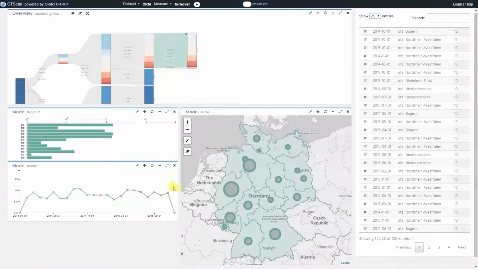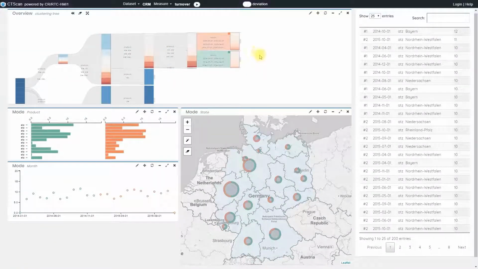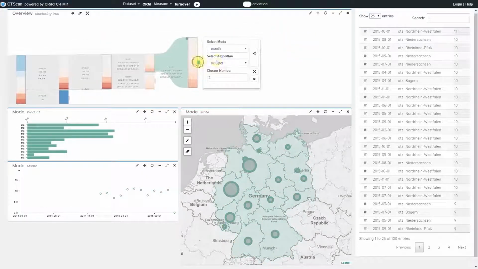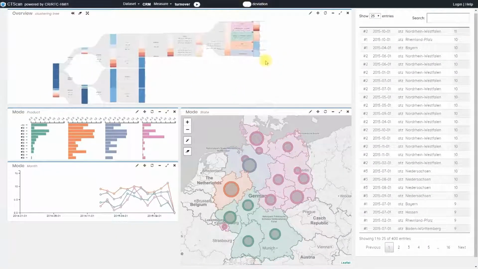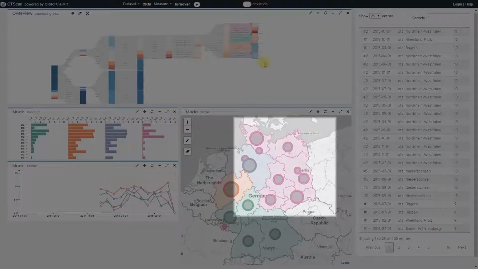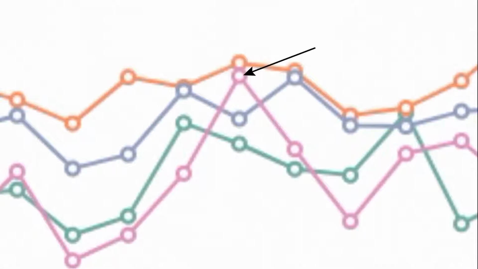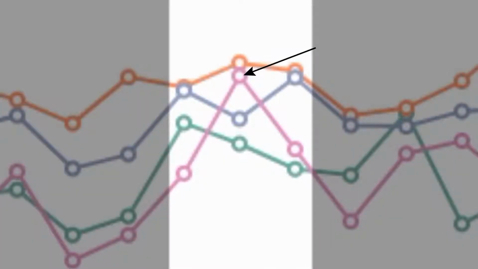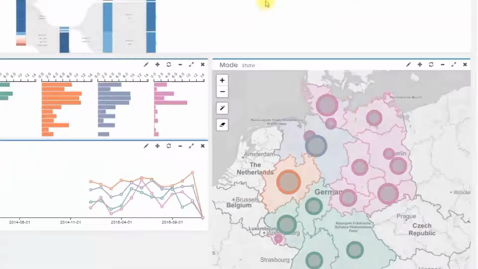Then he selects the data from the second year and examines the difference across different states. One interesting pattern he found is that the pink group in the northeastern region of Germany performs significantly different from the other states. For example, they have an outstanding peak in June and their sales are almost entirely contributed by one product.